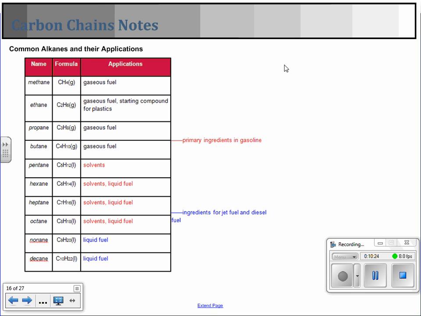So here are common alkanes and their applications. Methane is a gaseous fuel. Ethane is a gaseous fuel as well as a starting compound for plastics. We've got propane and butane again. These are gaseous fuels. Pentane, hexane, heptane, and octane are all solvents, some of which are liquid fuels as well. And then nonane and decane are also liquid fuels. Here, heptane and octane are ingredients for jet fuel and diesel fuel.